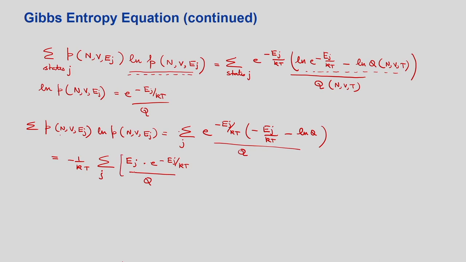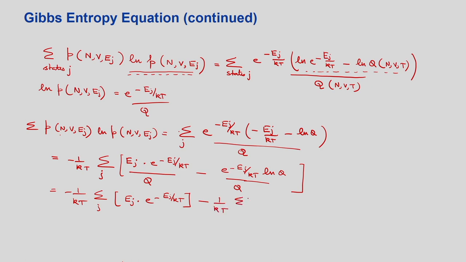Then, if I put this bracket here, because q is already there and ln q is also already there, I write e to the power of minus E_j by kT for the second term. kT is already taken outside, so it will be only multiplied by ln q by q. Now if you notice carefully, when these two terms are operated on by this summation term, this summation term takes the value of q. So it means minus 1 upon kT, summation over j of E_j into e to the power of minus E_j by kT, let it be like this, minus, if I operate on this minus 1 by kT, the summation of e to the power of minus E_j upon kT by q into ln q.